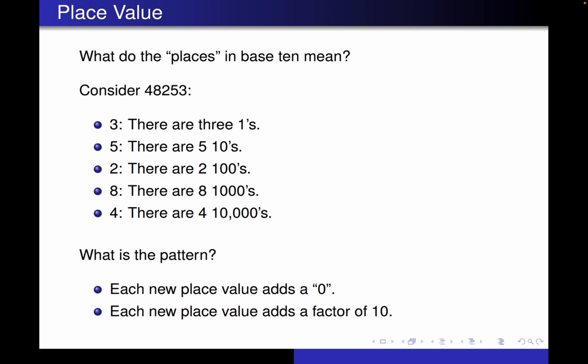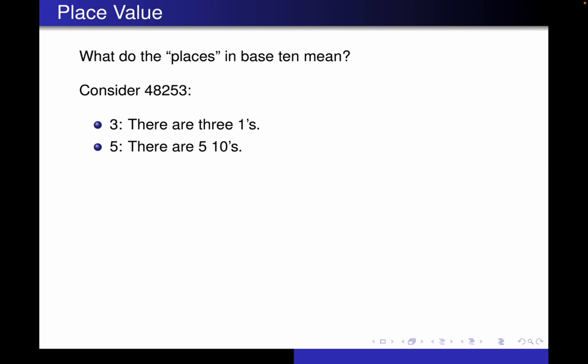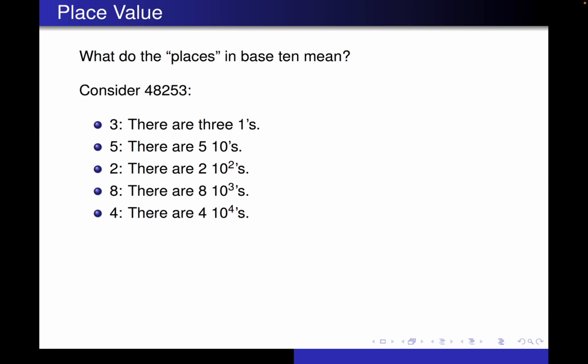And if we look at what that means in terms of how many factors of 10 we have, well, let's see what happens. So 3 and 5 look like they're going to be pretty much the same. 3 are 3 ones, 5 are 5 tens. Now for the 2, that is going to represent a 10 to the 2, right? A 100, which is 10 to the 2. The 8 is going to mean 8 times 10 to the 3. 4 means 4 10 to the 4s.